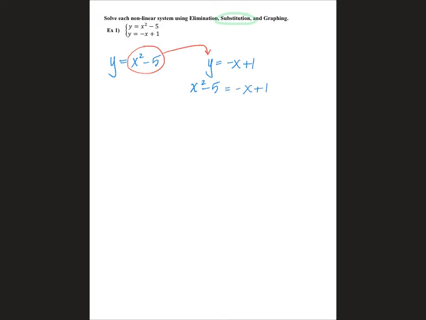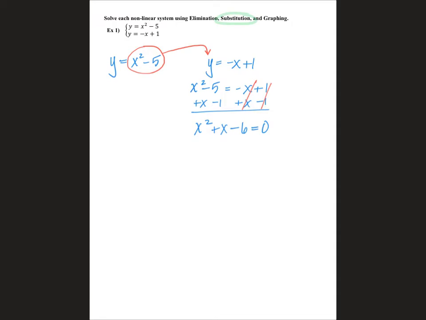Now my goal is to solve. So I'm going to move all my terms to the left-hand side. So that means I'm going to add my x over, and I am going to subtract my 1 over. Now, on the right side, that's going to leave me with 0 because my x terms drop out and my y terms also drop out. Now, on my left side here, I'm going to write these in descending order. I have an x squared, I have a single x, and I have a negative 5 minus 1, which is a negative 6. Now, my job here is to think about how I can solve this equation.